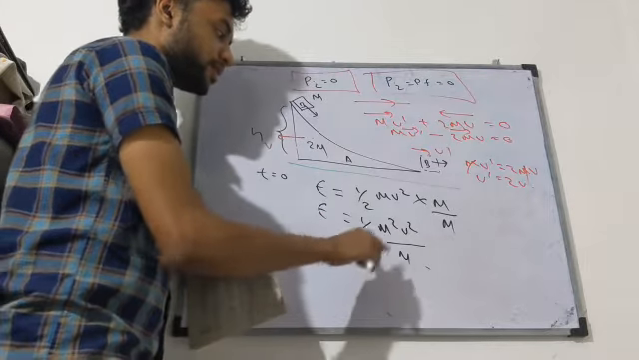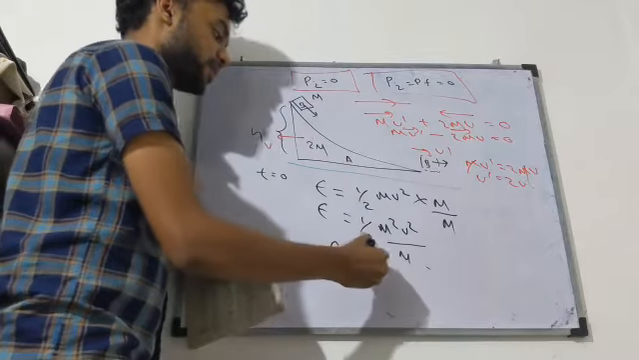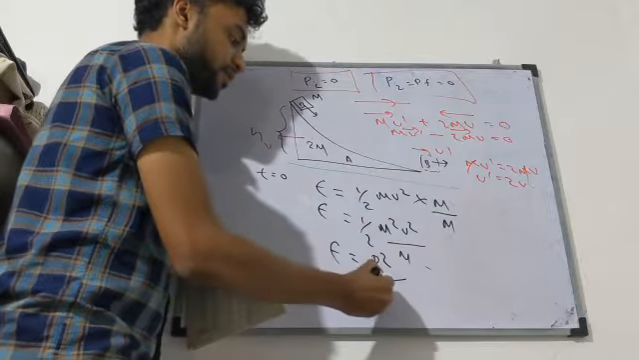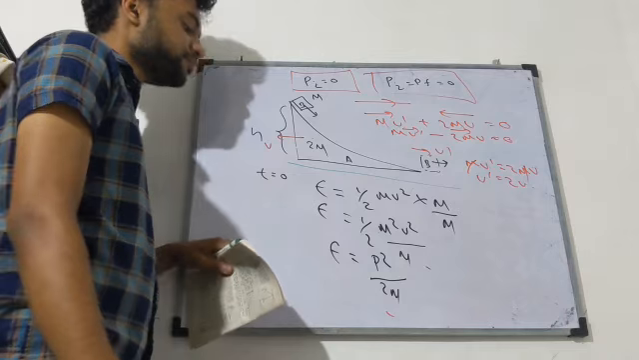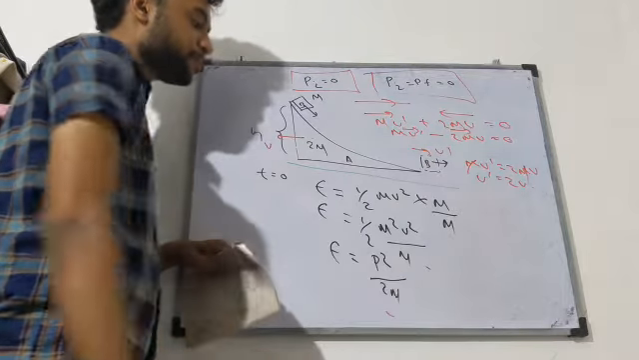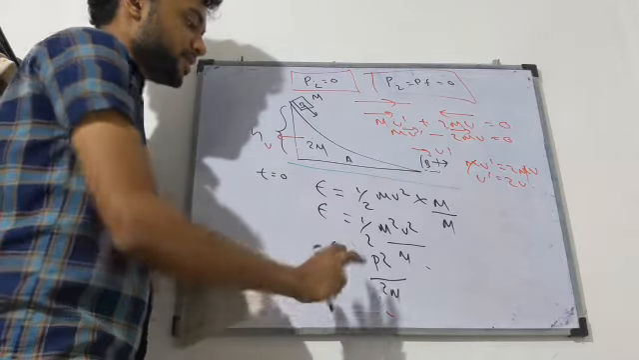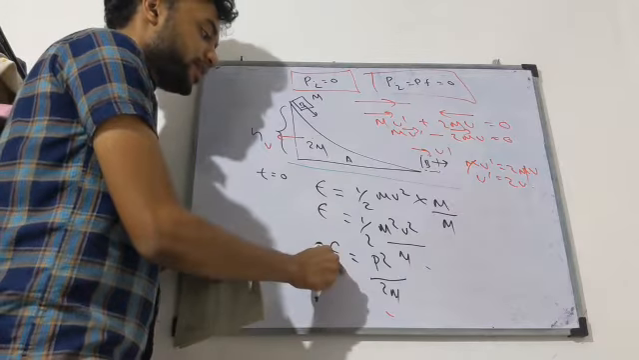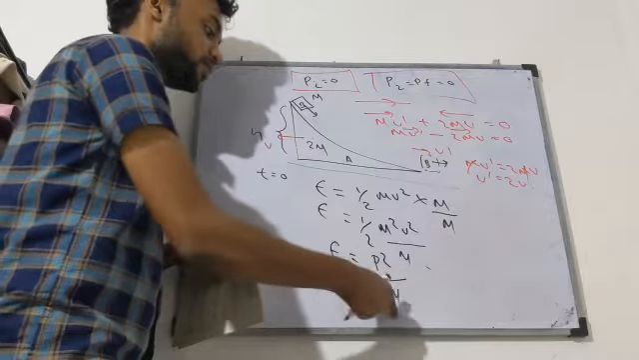E is equal to what? m squared v squared means what? P squared divided by what? 2m. So E is equal to what? P squared divided by 2m. This is very important. I can write kinetic energy as momentum squared divided by 2m.